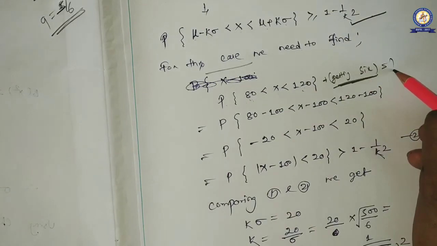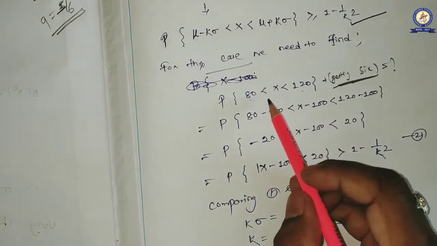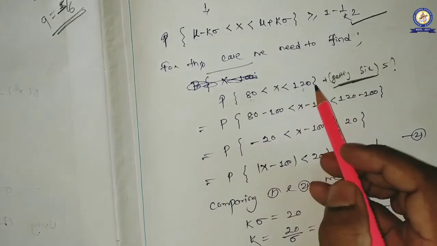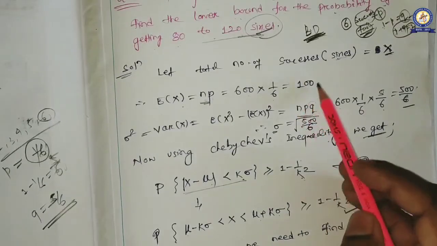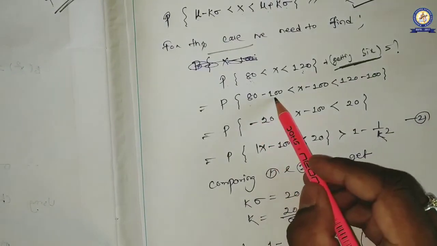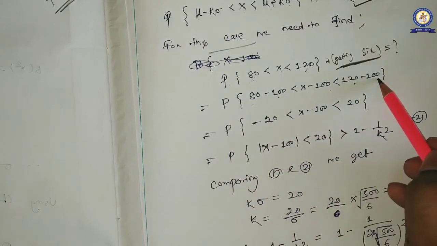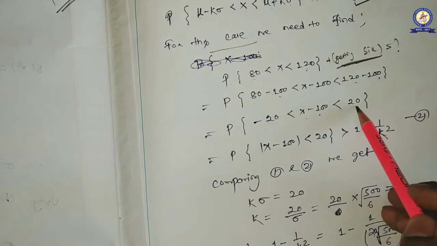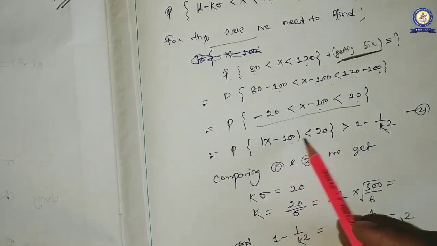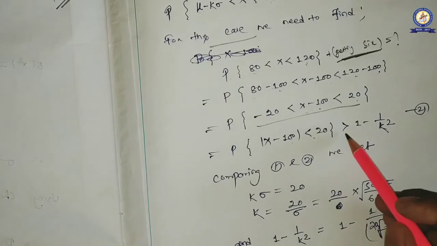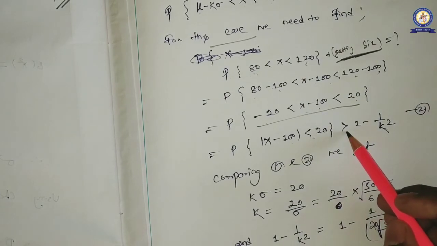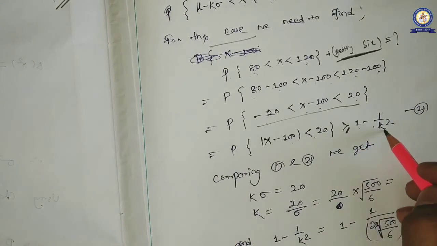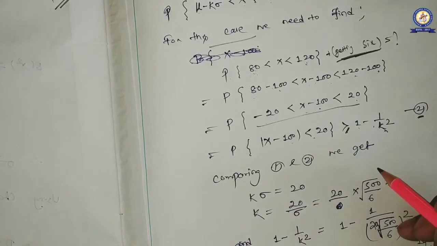So to apply Chebyshev's inequality, what are we going to do? We are going to subtract the mean from 80, x and 120. So 80 minus 100, x minus 100, 120 minus 100. So this will be minus 20, this will be x minus 100, this will be 20. So this range is nothing but |x minus 100| less than 20, which is greater than or equal to 1 minus 1 by k square. Let this be equation number 2.